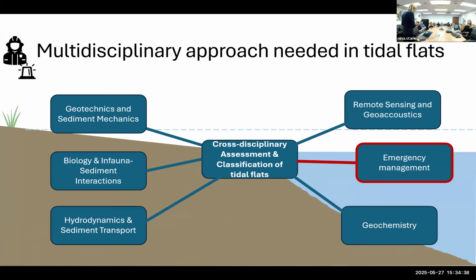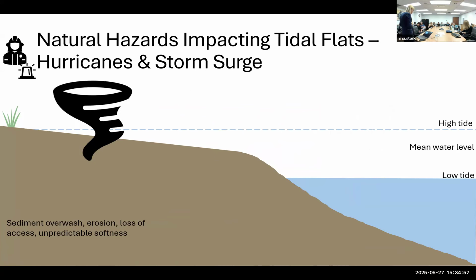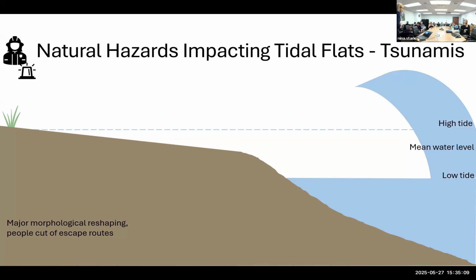Okay. The next approach that I would like to add is about emergency management. As I said, tidal flats are the first to be hit after a natural disaster coming from the coast. For instance, hurricanes or storm surge hit the tidal flats, we have sediment overwash, erosion, loss of access, and unpredictable softness at those points. And the conditions after that change rapidly.